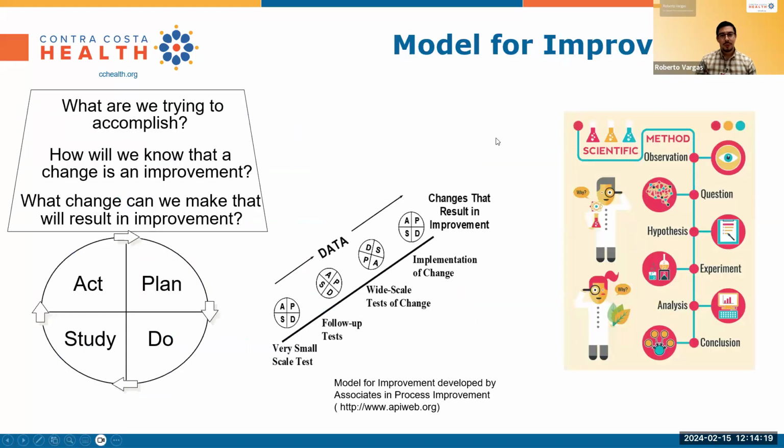Okay, so one of the key pieces, and some of you may have heard, I think IHI most prominent, is the model for improvement. Again, it's another model that showcases how to go from A to B to C and so on and so forth. And the model for improvement has 3 key questions that it asks. It says, what are we trying to accomplish? How will we know that a change is an improvement? And then what change can we make that will result in improvement?